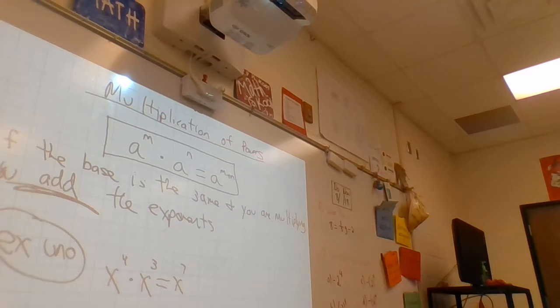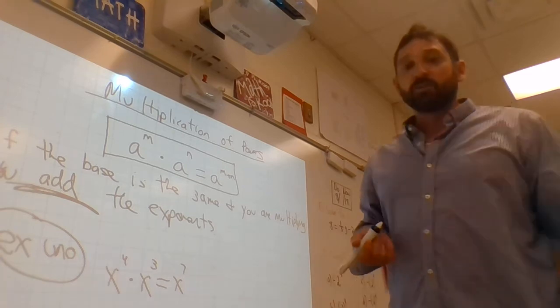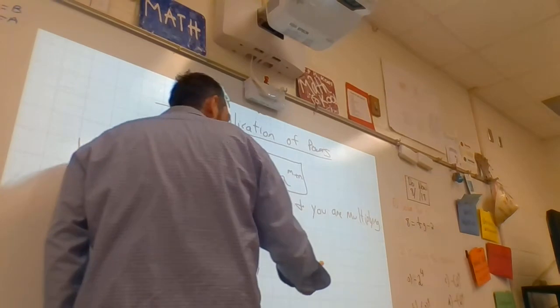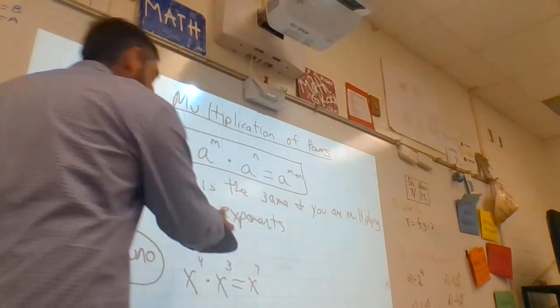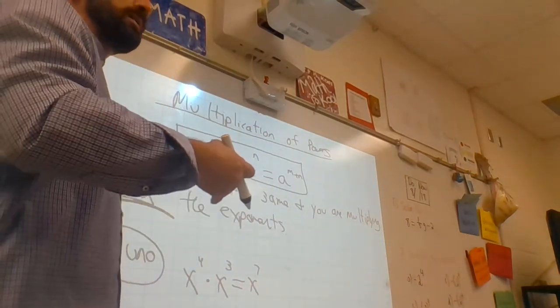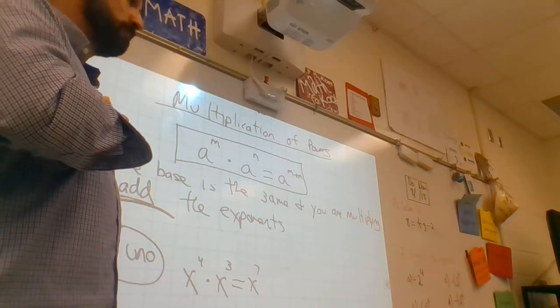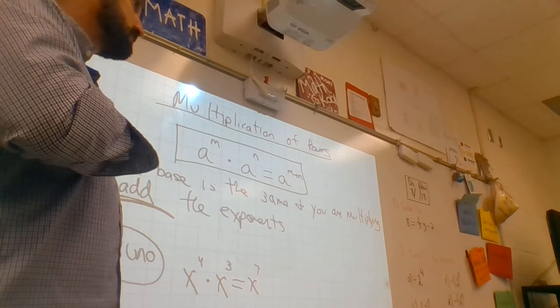And here's why this works. Y'all put your pencil down, look at the board. If you have x to the fourth and you're multiplying it by x to the third, how would you write x to the fourth as a repeated factor? How would you write that in expanded form? X to the fourth. X plus X plus X plus. Not plus. X times X, yeah.